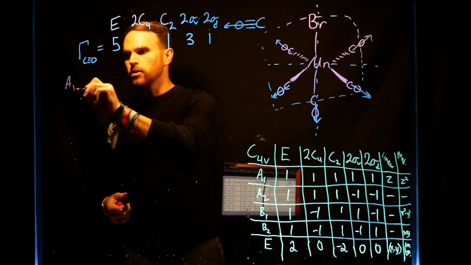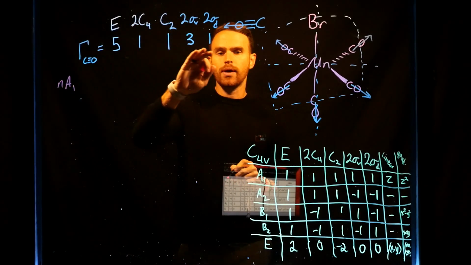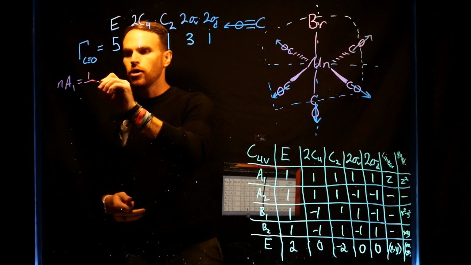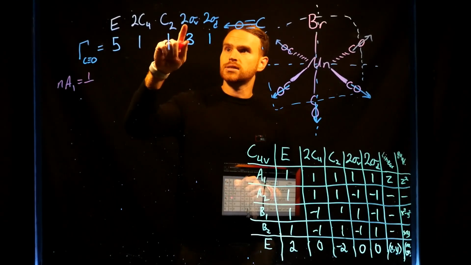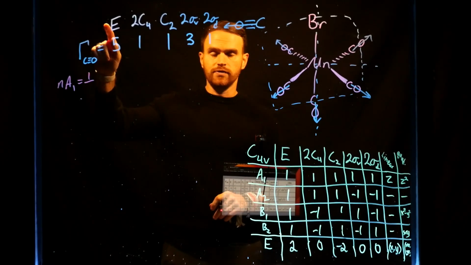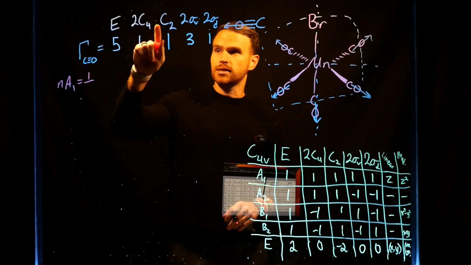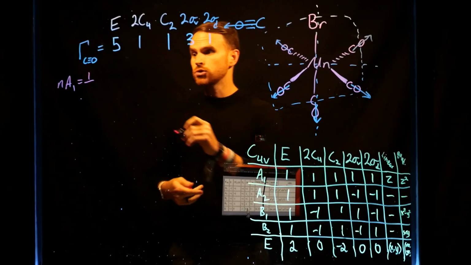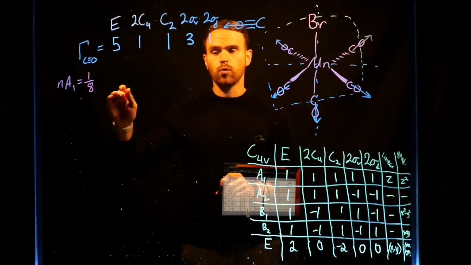So for A1, what I'm trying to do is figure out how many A1s actually are present in this reducible representation. You begin by taking 1 over the order, which is the number of symmetry operations present in a C4V molecule. So there's an invisible 1 here, plus 2 is 3, plus 1 more is going to give us 4, plus 2 is 6, plus 2 is a total of 8. So the order of a C4V molecule is 8, and it's always 1 over 8.